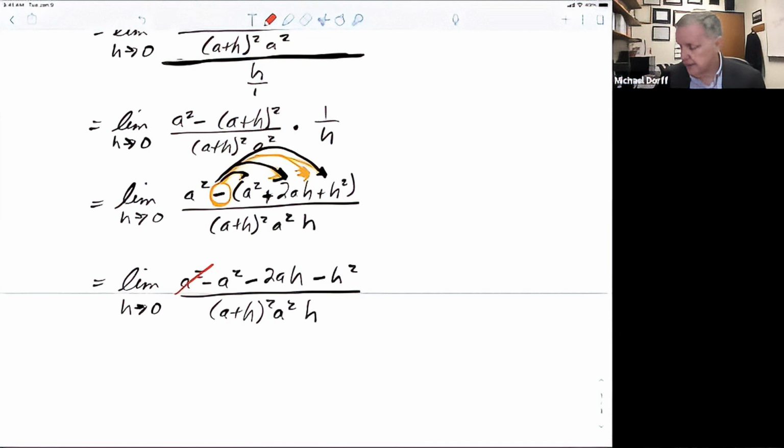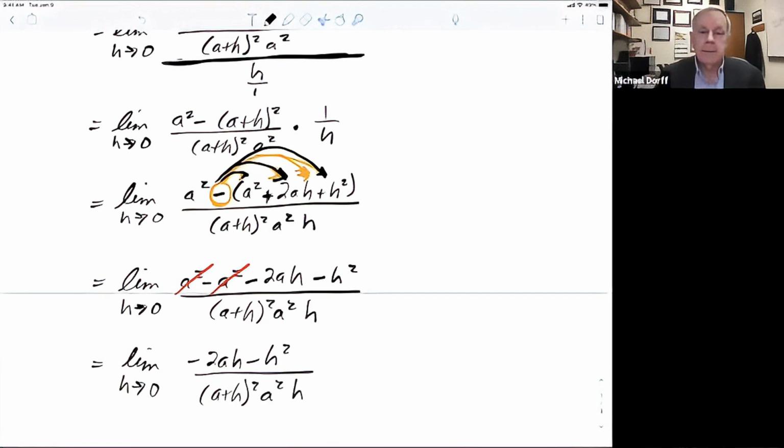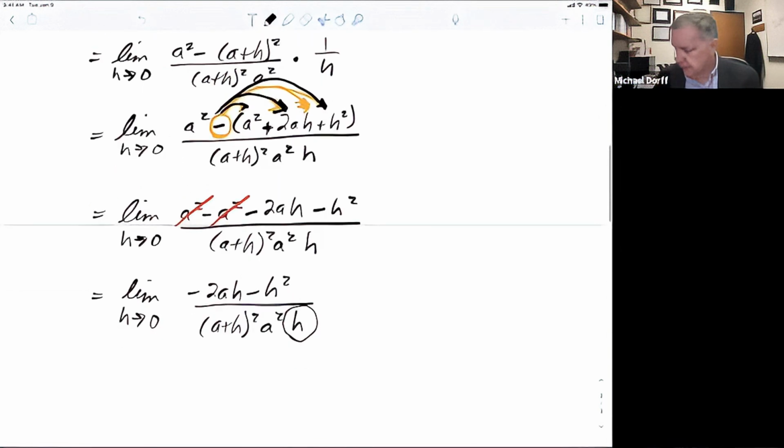All right, so then I look at this and I say, what can I cancel out? In the numerator, I can cancel out an a squared, so that you end up with the limit as h goes to 0 of negative 2ah minus h squared over (a plus h) squared, a squared, h. Now, because the limit is of h going to 0, I should be able to get an h on the top and an h in the bottom that I can cancel out. In the denominator, I already have my h, right? I have that right here. But I don't have an h in the numerator that's multiplied by everything. So let's go ahead and factor out an h in the top.